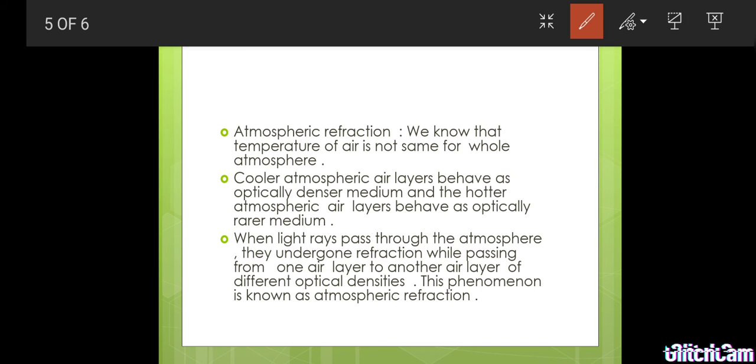In atmospheric refraction, as we know, the temperature of the air is not the same in the atmosphere. So the cooler atmospheric air layer behaves as an optically denser medium, and the hotter atmospheric air layer behaves as an optically rarer medium, because in cooler air the molecules are close to each other, so it is considered a denser medium. In hotter air the molecules are away from each other, so it behaves like a rarer medium.